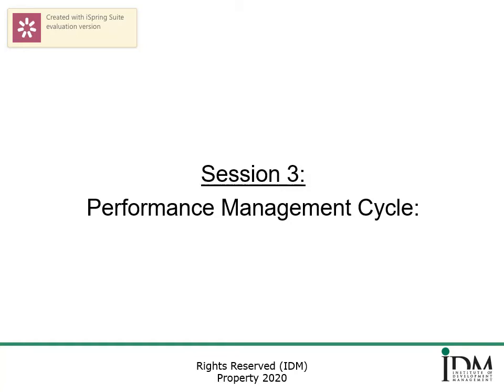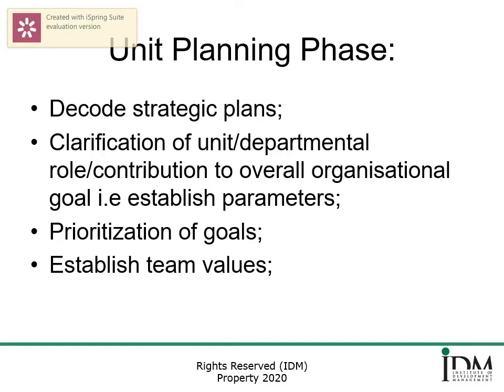Welcome back again. Now we are looking at the performance management cycle. There is a unit planning phase where we are decoding the strategic plans from what? From the strategy document. We have said that the basis for performance management is the strategy of an organization. So we need to decode what the strategy is saying we should perform on. And it also comes from a clarification of unit or departmental role. So the strategy must be very specific.